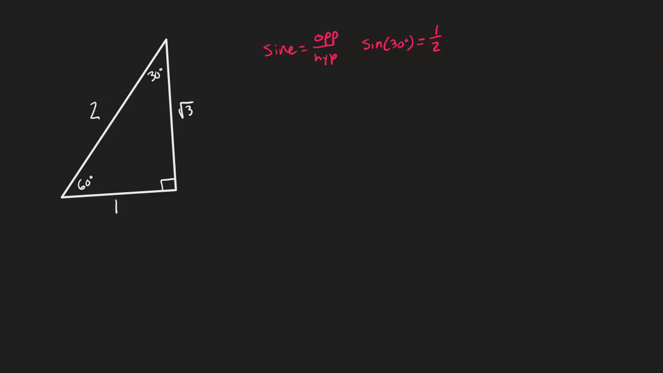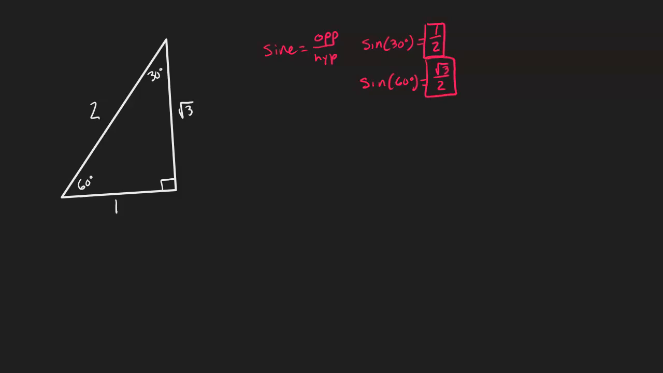Okay, now I want to take sine of 60 degrees. So I'm going to take a look at this angle right here. And I know that the opposite leg is rad 3, the hypotenuse is 2. So therefore, that ratio would be rad 3 over 2. And this is great. They're both in simplified fractional form. I don't have to do anything else. So sine of 30 is 1/2, and sine of 60 is rad 3 over 2.